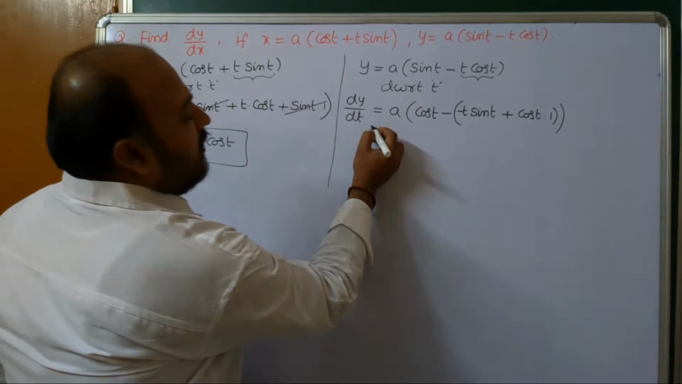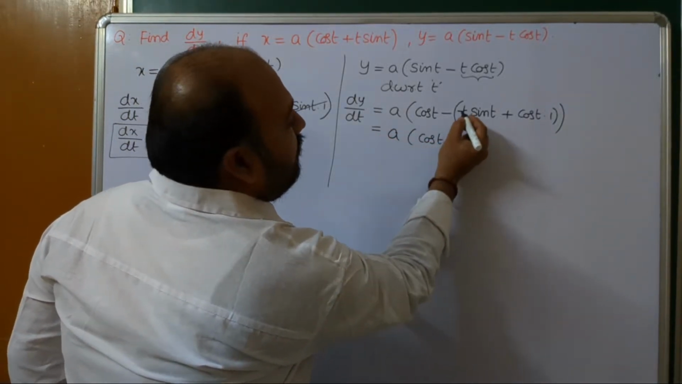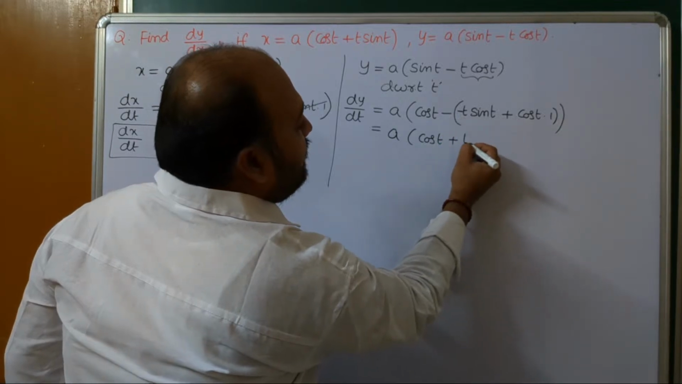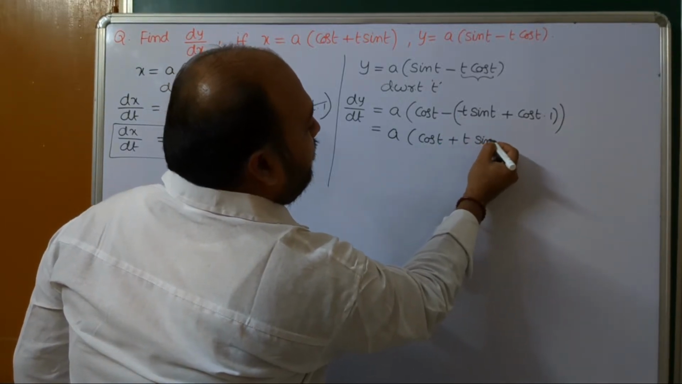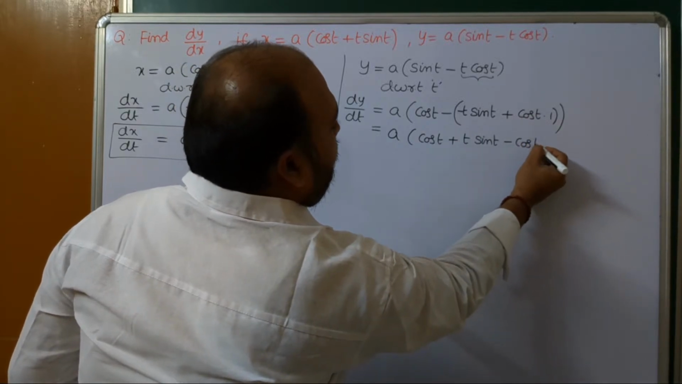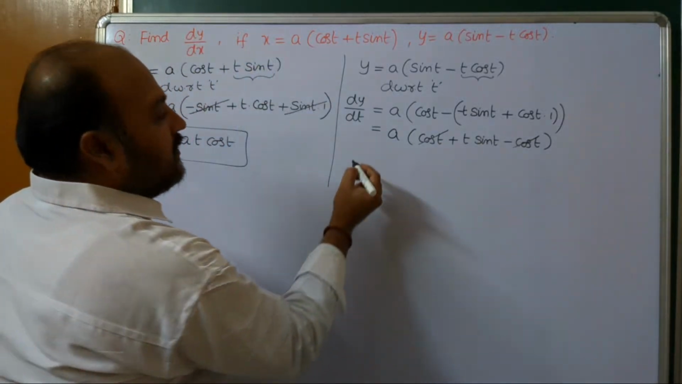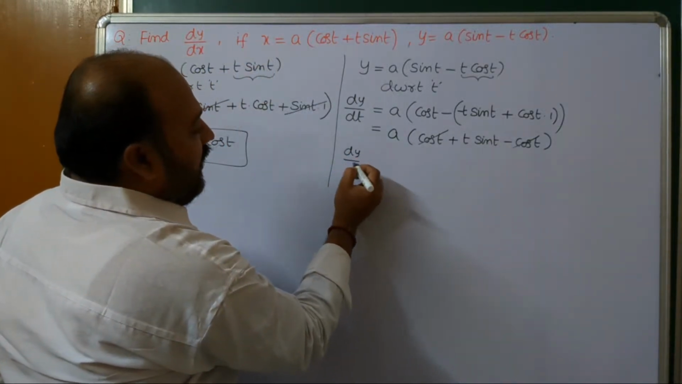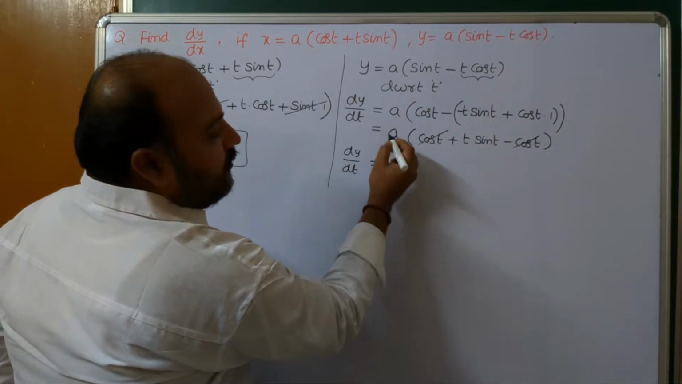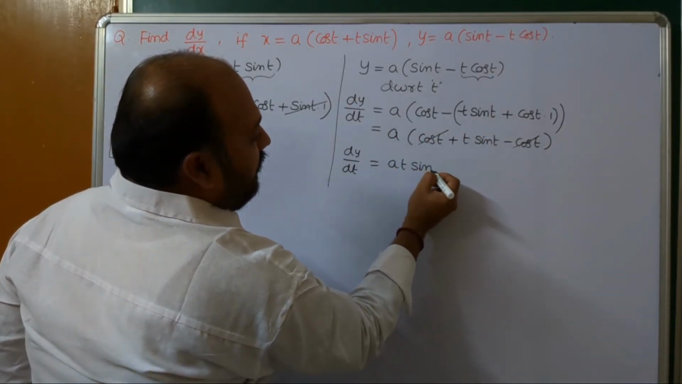So once we multiply, a into cos t, minus into minus plus t sin t, minus cos t. So plus cos t minus cos t cancel. So therefore dy by dt is equal to a into t sin t.